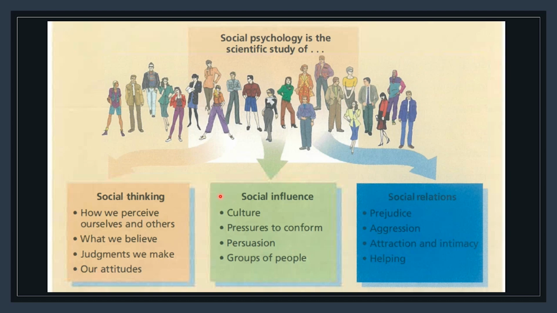And third, social psychology studies social relations. So we ask questions like how do we act toward others in a positive or a negative way? In certain situations, we may act negatively toward other people, like showing prejudice or aggression, and we may end up hurting the person or mistreating the person.